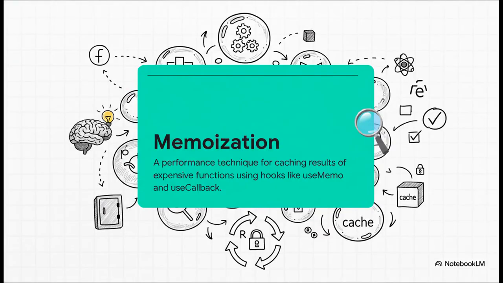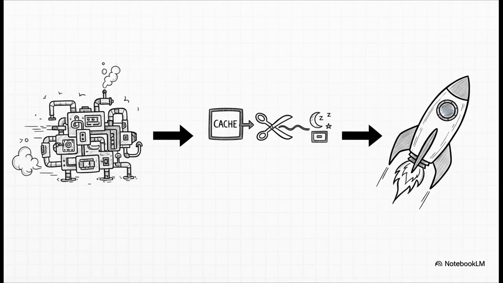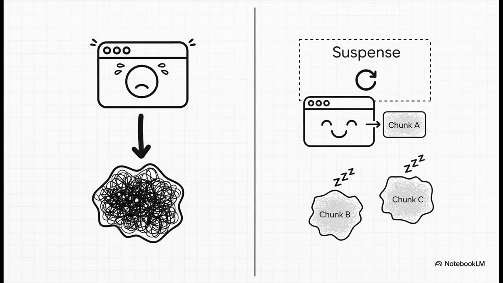Want to impress them? Talk about performance. Memoization is a big one. It's all about caching. Because at the end of the day, better performance means a way better user experience. Simple as that. Knowing these optimization tricks shows you can build apps that scale, and that's huge. For example, React.lazy and Suspense are great for loading components only when you need them.